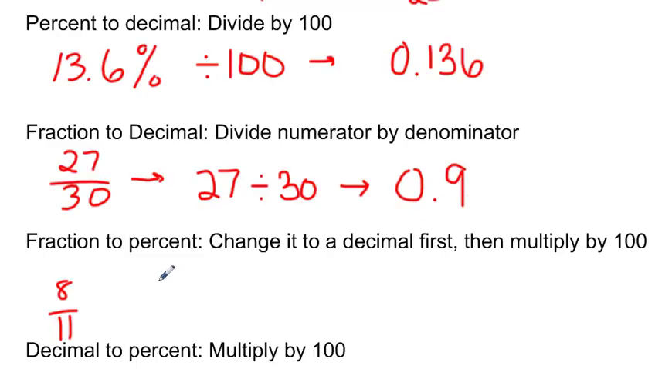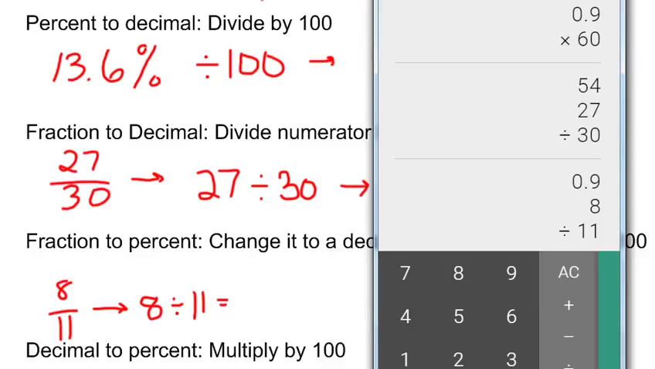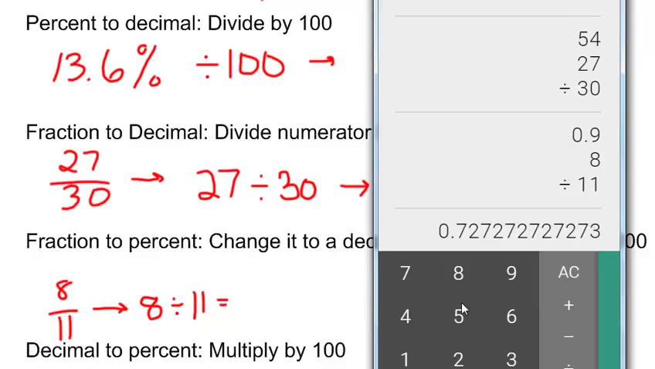To change a fraction to a percent, you change it to a decimal first, following this method, then multiply by 100. So for the fraction 8/11, we would divide 8 by 11. And if we do that, we get 0.72 repeating.